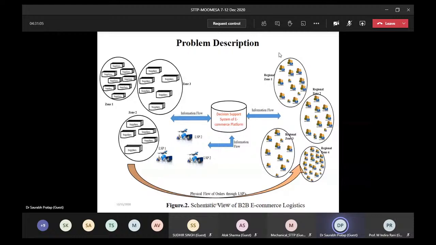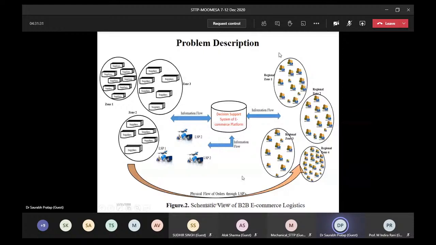Now the problem occurs whenever the customer buys a product and pays more money to have the product delivered as soon as possible. So in that case, the information is very important. And after proper synchronization of information, the physical flow of product will go from the supplier to the different zones.